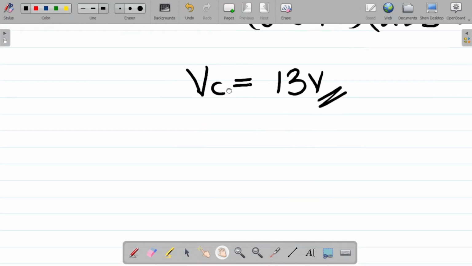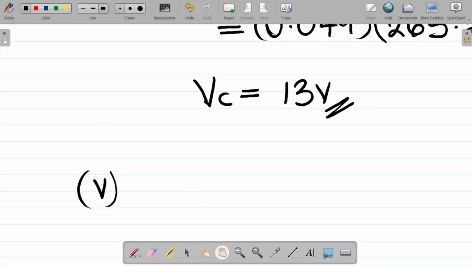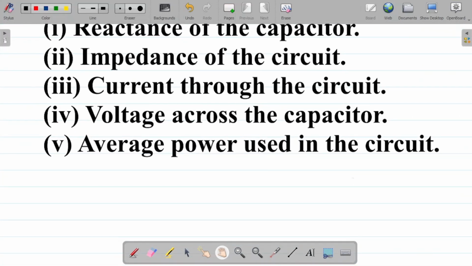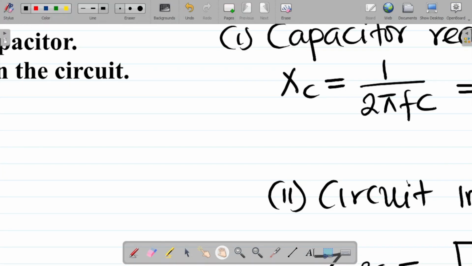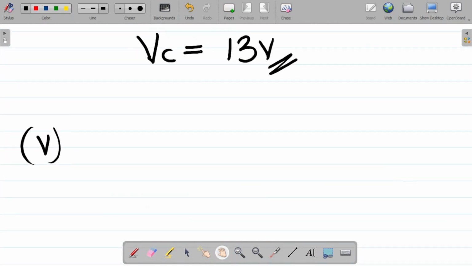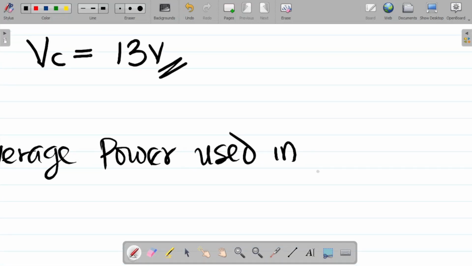All right. Let's get one final one there. V, the final thing there. What's the final question? Let's look at this one here. The final question says you should find the average power used in the circuit. All right, average power used in circuit. So I'll just take this down.